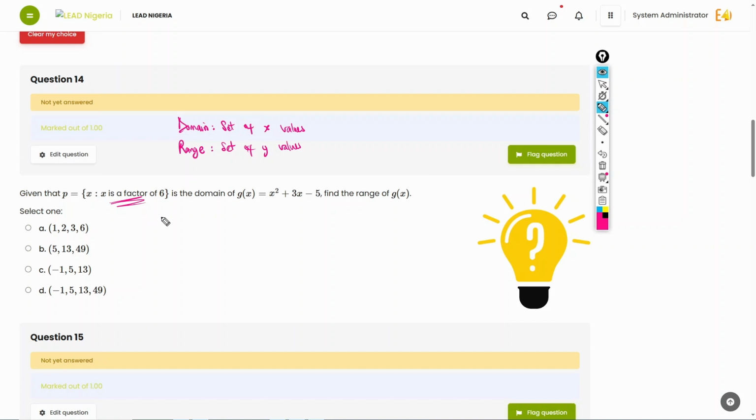So this is just telling you that your domain is factors of 6. What are the factors of 6? We have 1, 2, 3, and 6. So this is the factors of 6. So this is your domain. Your domain is x can only take on values of 1, 2, 3, and 6.